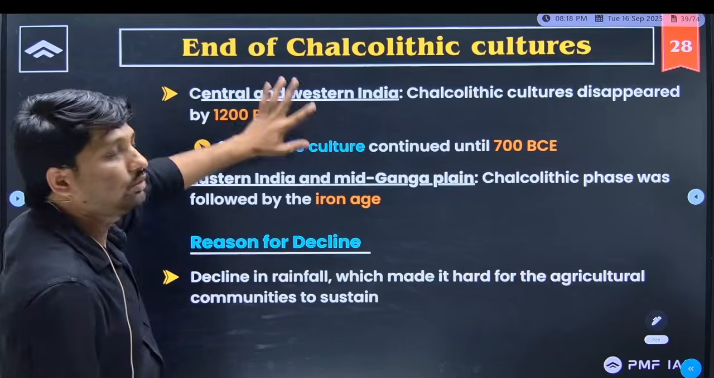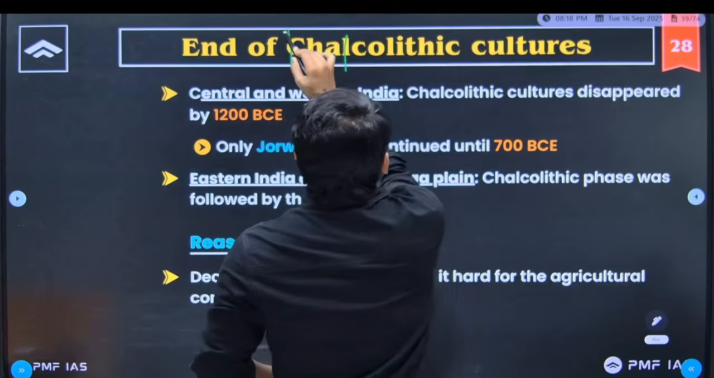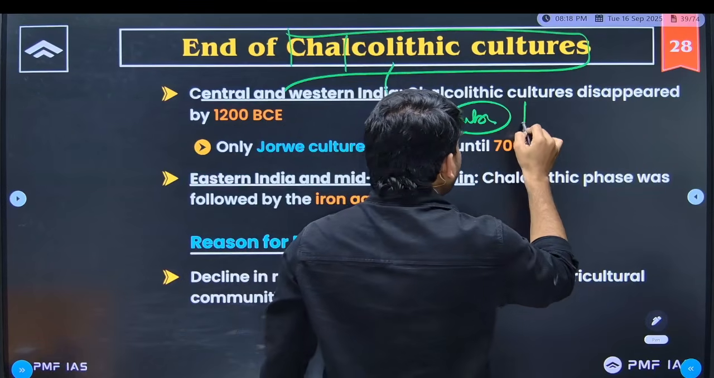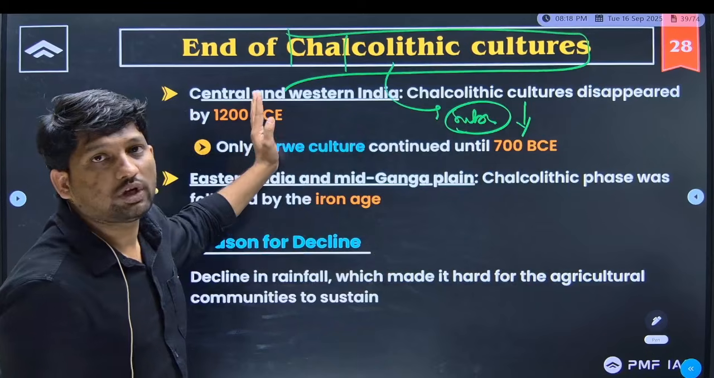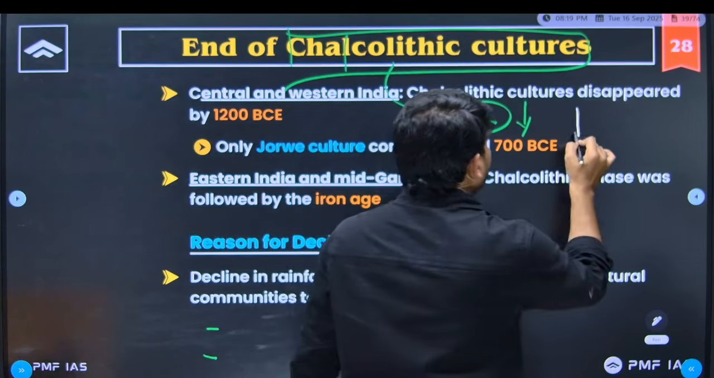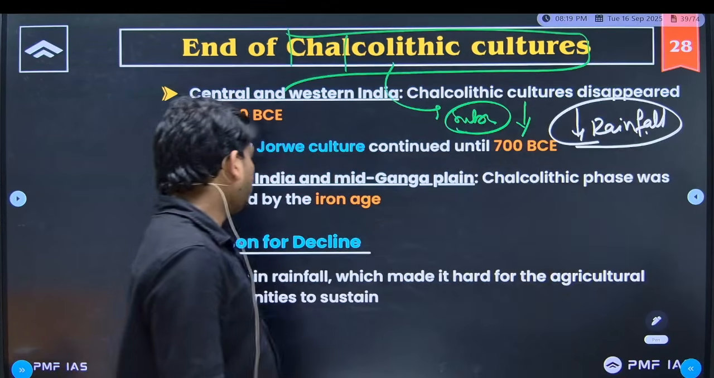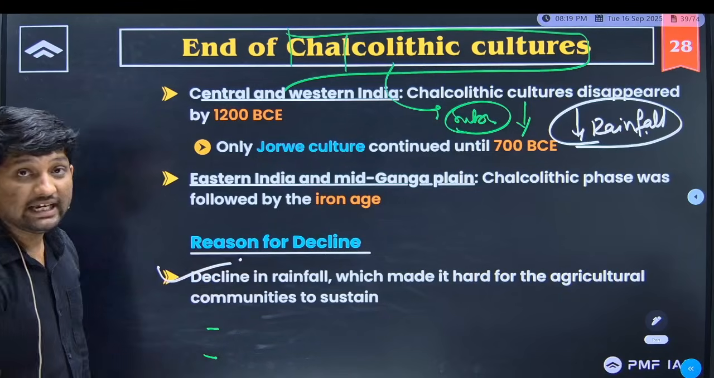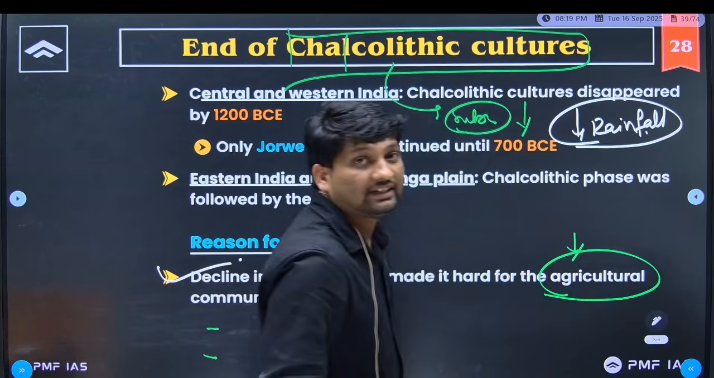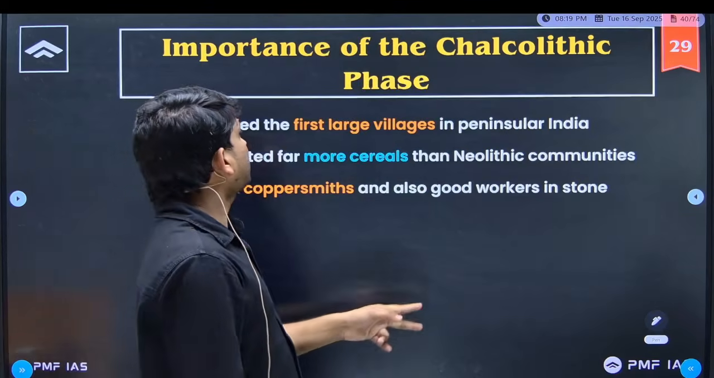Now, the end of this Chalcolithic culture. Basically this Chalcolithic culture was entirely dependent on agriculture. They had subsistence agriculture, right? So once agriculture declined, the entire settlement declined, and the main reason for this was reduced rainfall. So the decline in rainfall was the main reason for the decline in agriculture, and this decline in agriculture is responsible for the decline of Chalcolithic culture.